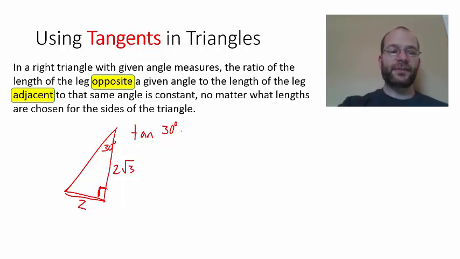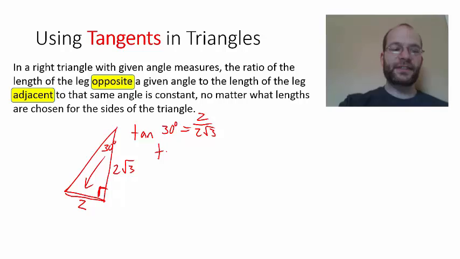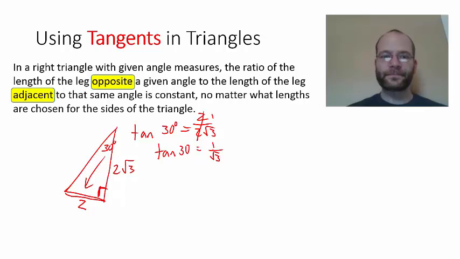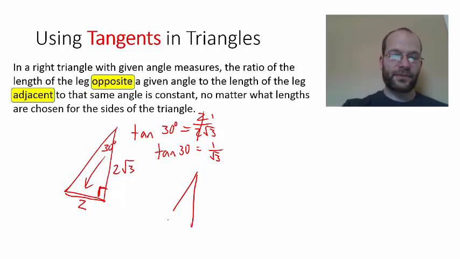The tangent ratio is equal to opposite, which is 2, over adjacent, which is 2 square root of 3. And so we find that the tangent of 30 is equal to 2 divided by 2, of course, is 1. So we have 1 over the square root of 3. Okay. Let's look at a second 30, 60, 90 triangle. Suppose we have this one.